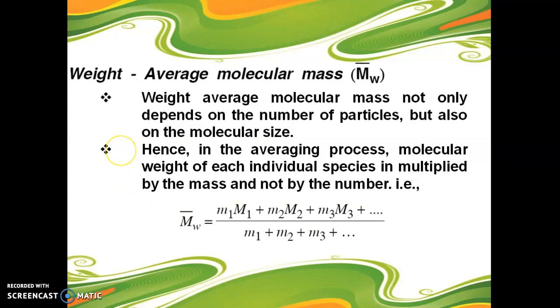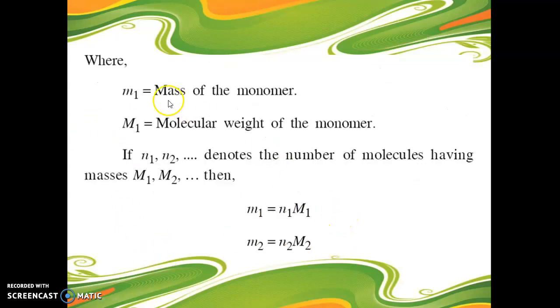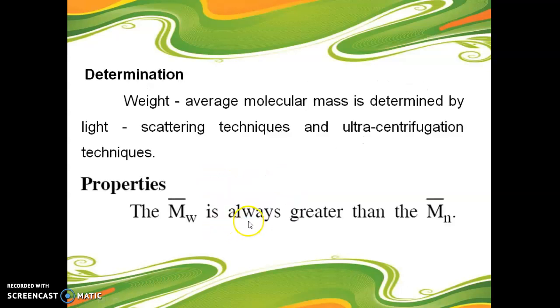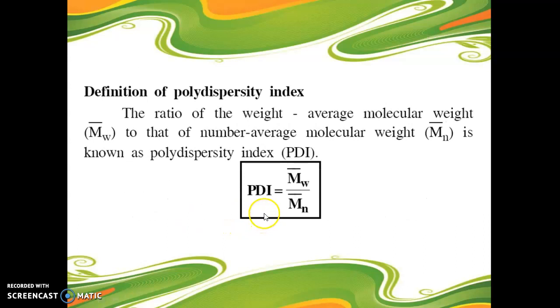Next, weight average molecular mass. Weight average molecular mass depends not only on the number of particles but also on the molecular size. So here is the formula, where Mi is the mass of a monomer and capital Mi is the molecular weight of a monomer. The formula is summation of Ni Mi squared divided by summation of Ni Mi. This is determined by light scattering techniques and ultracentrifugation techniques. Always, weight average molecular mass is greater than number average molecular mass.